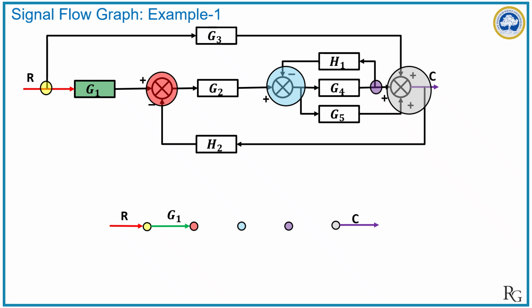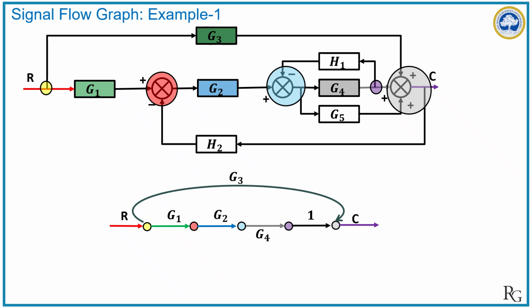Then the yellow node is connected to the red node with gain G1. Then this red node is connected to the blue node with gain G2. Then this blue node is connected to this purple node with gain G4. And this purple node is connected to the gray node with gain 1 because we don't have any gain in between these two nodes. Then the yellow node is connected to the gray node with gain G3.